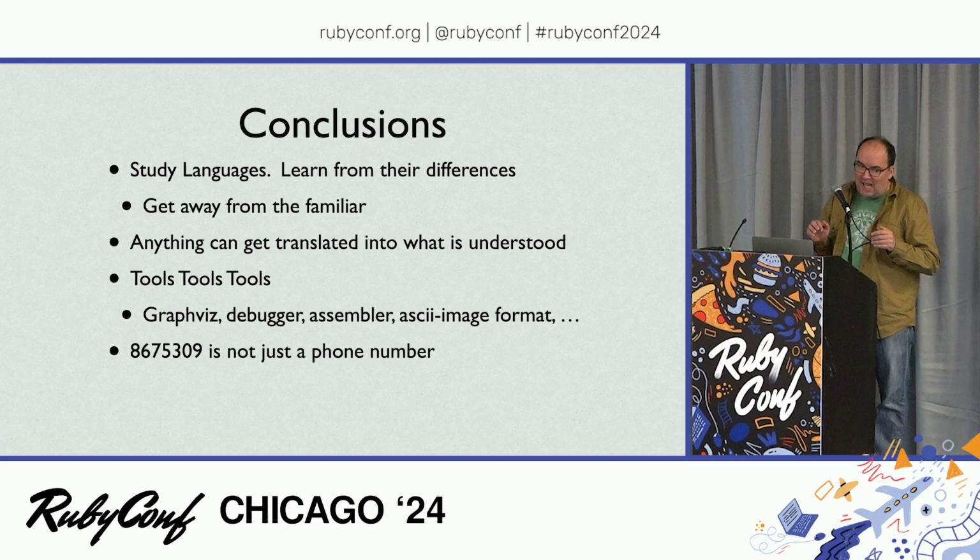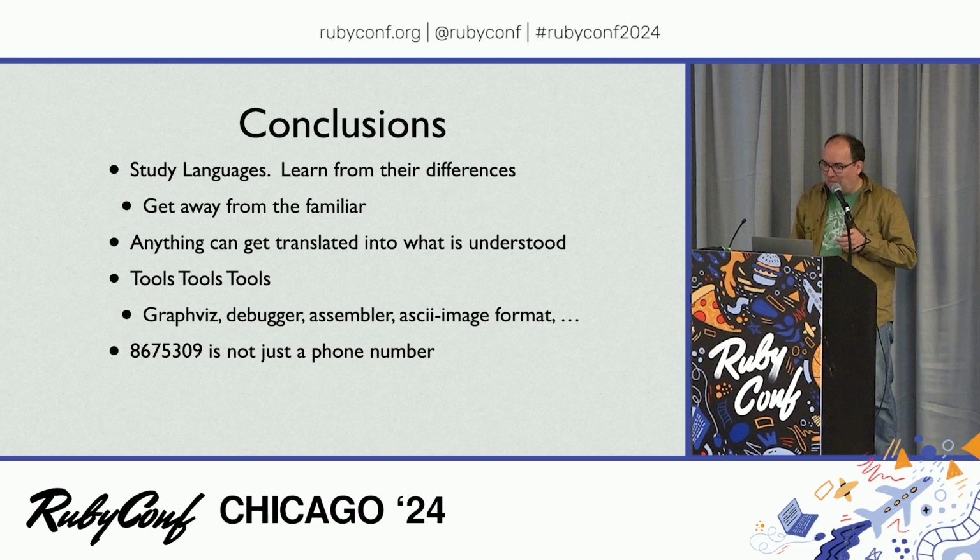And the last and possibly best thing to know is 8675309 is not just a phone number. It's also a prime number.